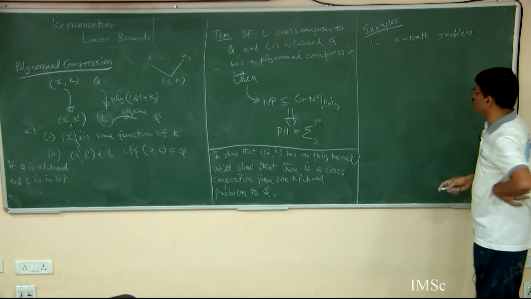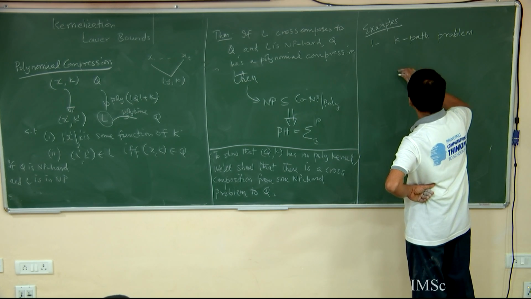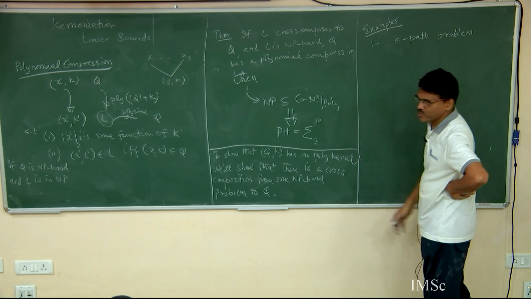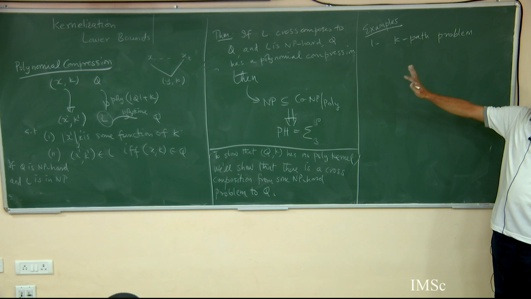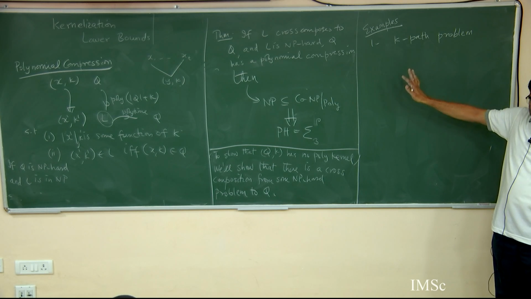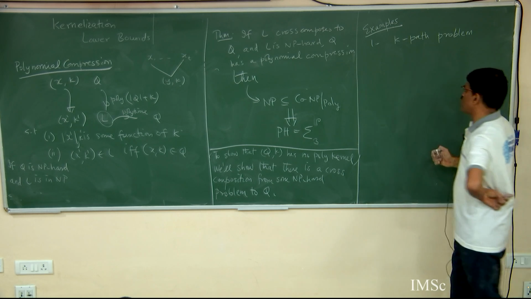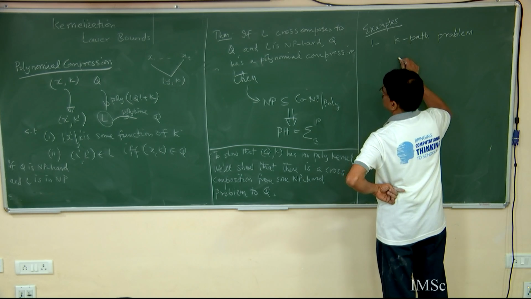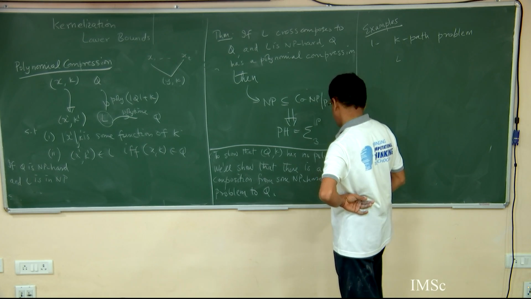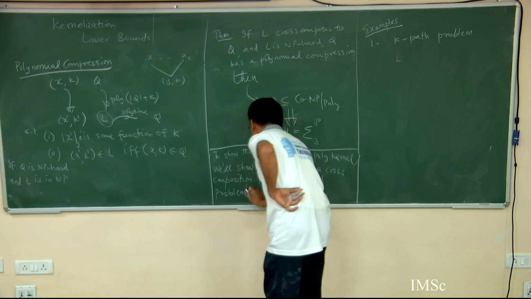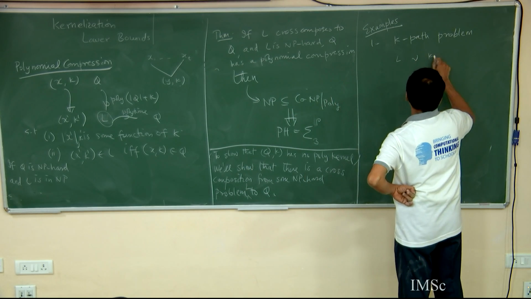So, what do I have to do? Somebody gives me t instances. So, what is the NP hard problem I am going to choose? The same k path problem. Given an input G on n vertices and a parameter k, is there a path of length k? This is an NP hard problem, right? So, my L, the NP hard problem L, is just the k path problem itself.